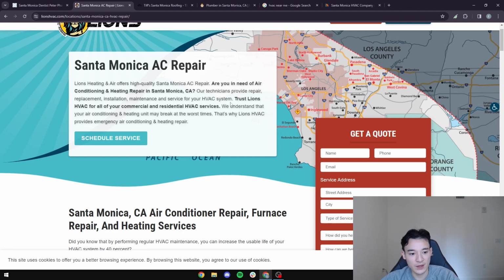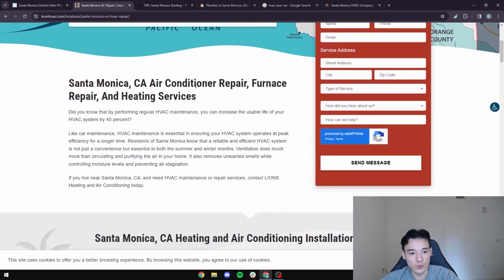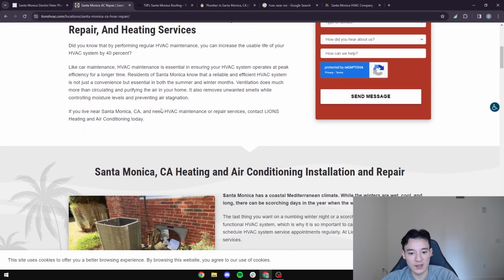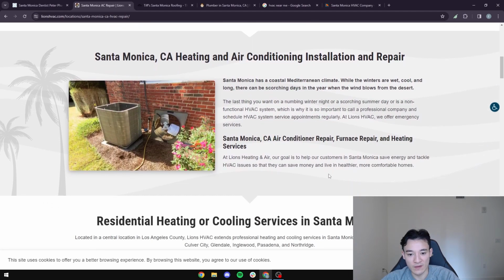And one thing is as well too, you're providing what service you do, and you really narrow them down about increased usable life for HVAC system. Great and straight to the point. The pain point here of the copy, any maintenance that they need. I love that you're providing visuals here.